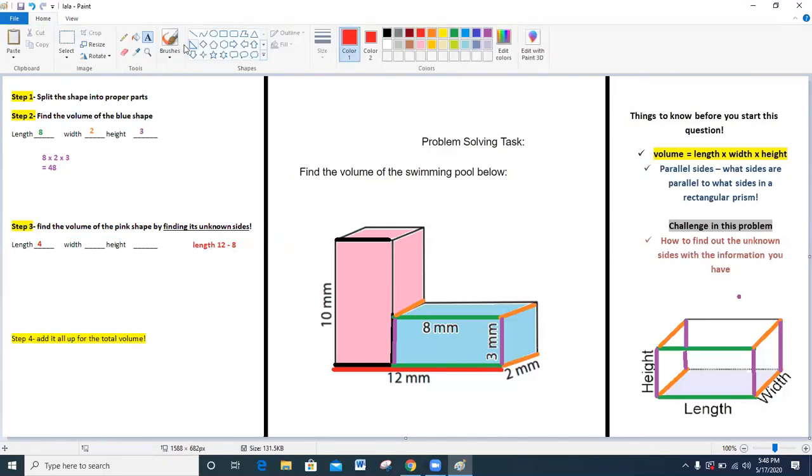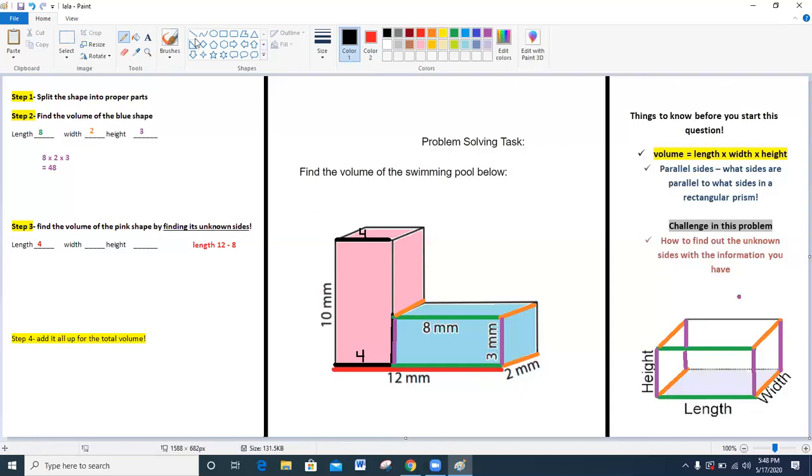So now that I know this right here is 4, I know this right here is also 4, okay? And I'm done with the length. Time for the width, okay?